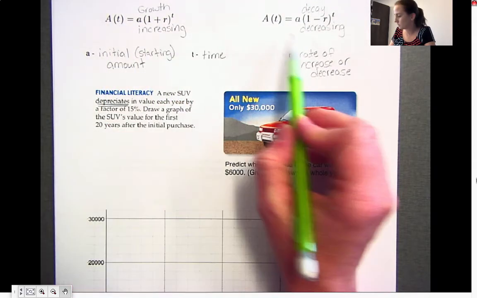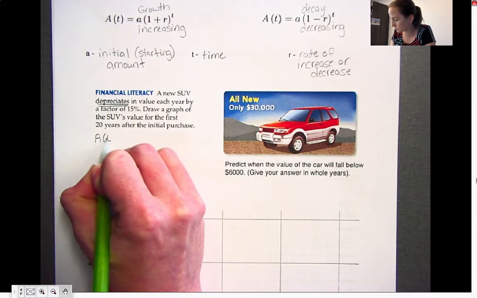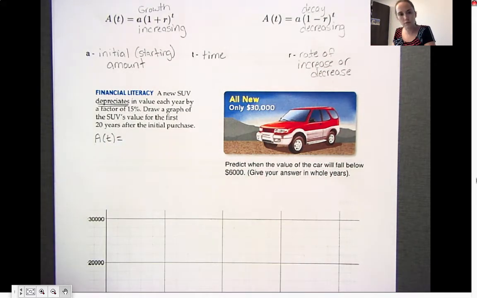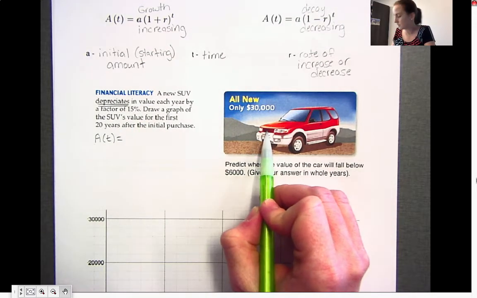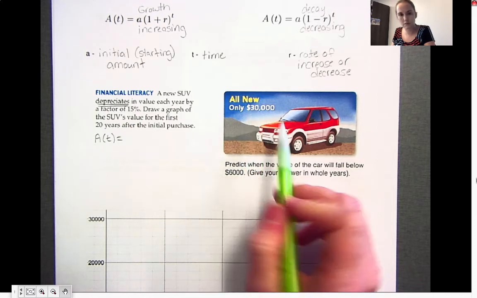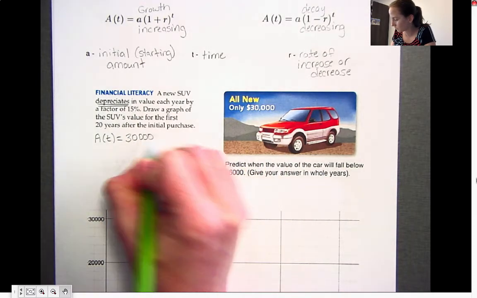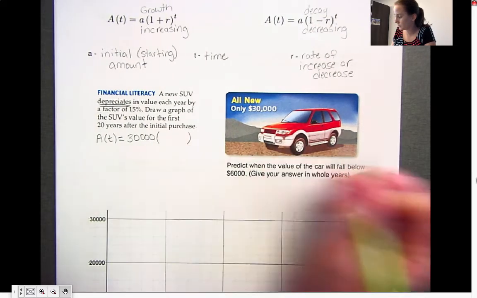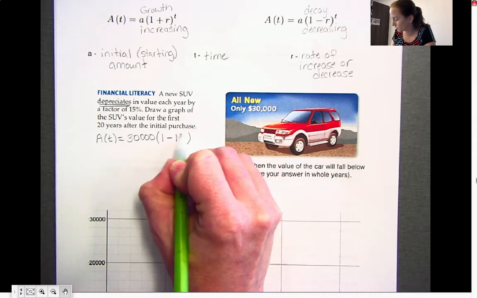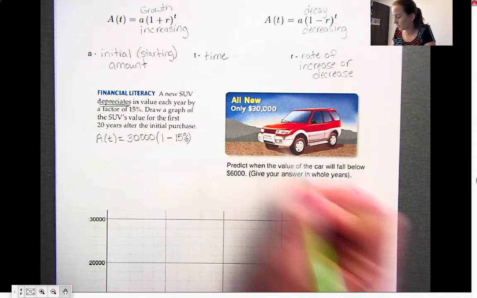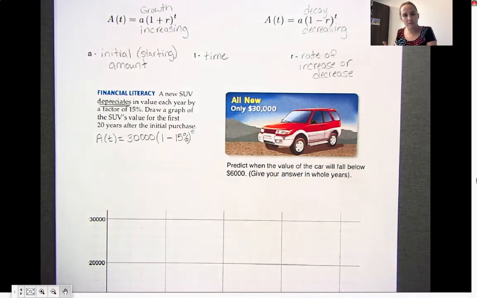It's not increasing, it's decreasing, so we're going to use the minus sign. So we'll write A of t equals the initial value. Well, it didn't tell me in this, but it tells me in the image here. It says all new, only $30,000. So $30,000 is the starting price. And in parentheses, we'll have 1 minus the rate. So 1 minus 15%. And all of that raised to the t power, because each year it's different.